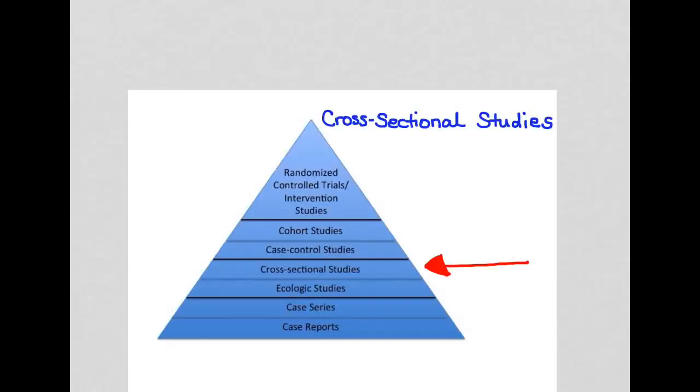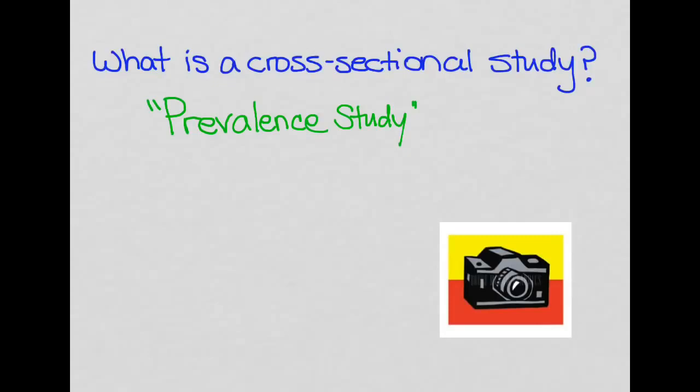So the next type of study that we're going to talk about is a cross-sectional study, and you can see here on the evidence hierarchy again that we are slowly moving up the hierarchy. So cross-sectional studies provide a little bit better evidence than ecologic studies, and we're going to talk about why that is. So what is a cross-sectional study?